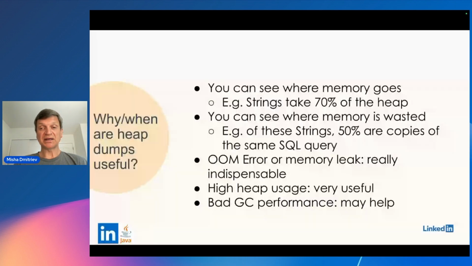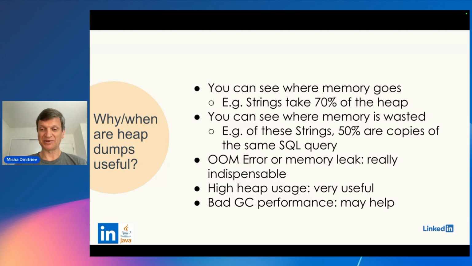Why and when are heap dumps really useful? They are useful because they contain information, first of all, about where memory goes. For example, you can use some tool to look into the heap dump and discover that strings take like 70% of the heap. That might, in some situations, be a revelation. You may not have expected it. Then, even more importantly, certain tools to some degree allow you to see where memory is possibly wasted.